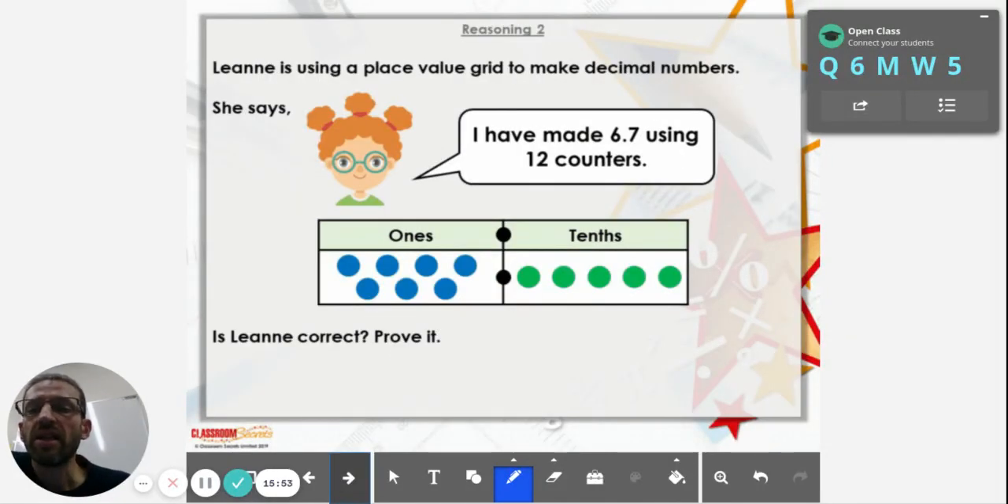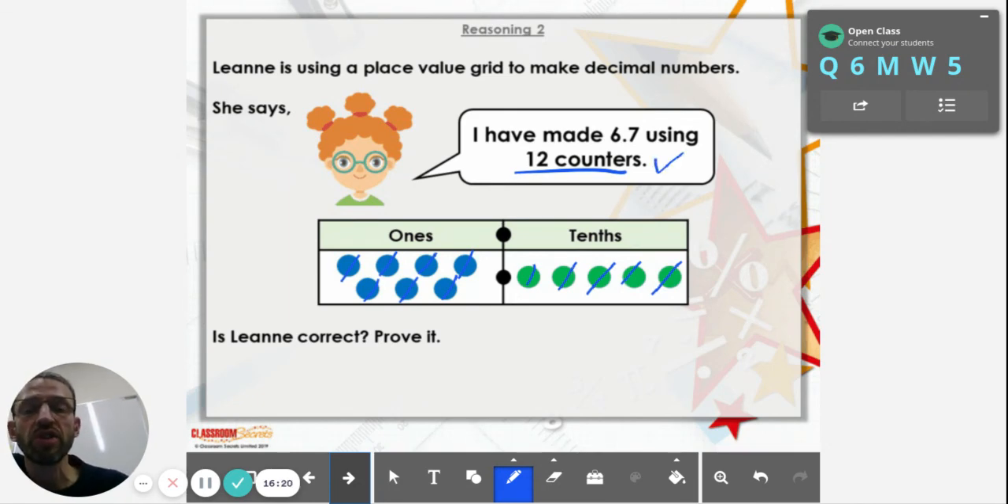Okay, Leanne is using a place value grid to make decimal numbers, and she says, I have made 6.7 using 12 counters. Is Leanne correct? So right or wrong, and prove it. She says she's used 12 counters, so let's have a look first. 1, 2, 3, 4, 5, 6, 7, 8, 9, 10, 11, 12. She's used 12 counters, that's good.